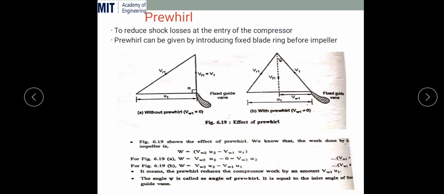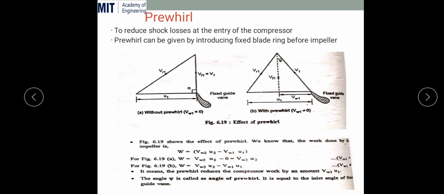So we have to reduce this inlet suction speed of the air, and for this we have to give some initial pre-whirl. This initial pre-whirl can be given by introducing a fixed blade ring before the impeller, just like guide vanes in turbines. We have to reduce the VR1 component, because the striking velocity of the blade is VR1, and if we want to reduce VR1, we have to reduce V1 also. So we are applying the pre-whirling.